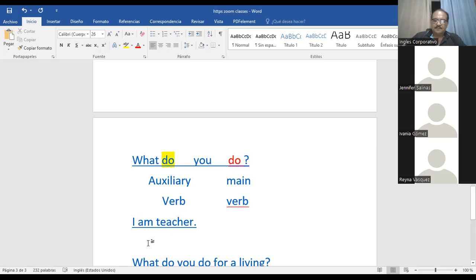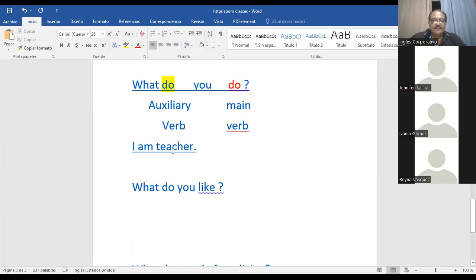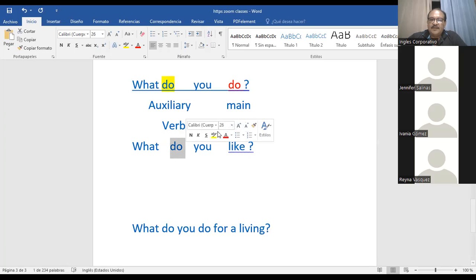Entonces dice, I am a teacher. Usted puede poner acá, what do you like? ¿Cuál sería el significado de esto? Vea que es lo mismo, entonces tendríamos acá igual el do, auxiliary verb, y el like sería el verbo principal. Aquí diría, what do you like? ¿Qué te gusta? El do siempre en las preguntas va como un verbo auxiliar, y después va el verbo que va a denotar la acción que nosotros queremos conocer, right?